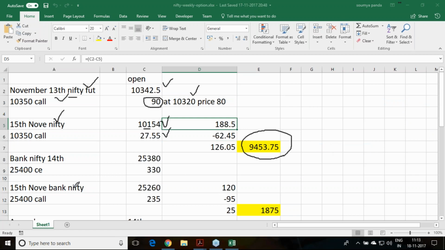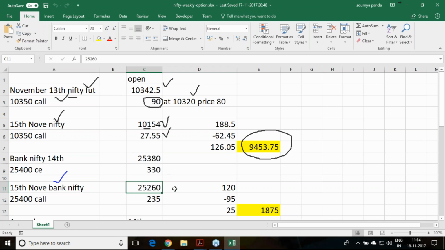Last week, for the November month Bank Nifty also, it gave a breakout at 25,380. At that time, to sell Bank Nifty with the 25,400 call option at 330, it just achieved the first target. From the second target, it had a reversal, and the trailing stop loss was triggered.